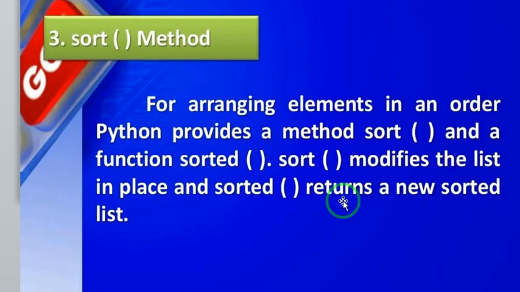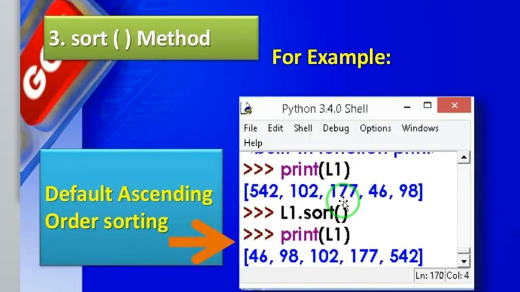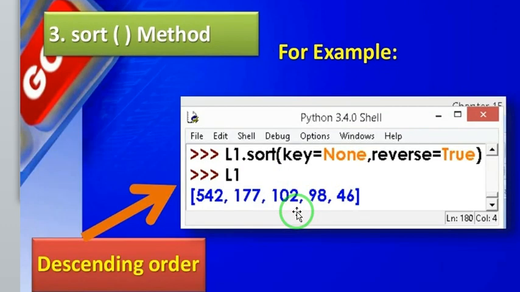Now, if you want to sort the elements in a given order, then we use the sort method. Sort modifies the list in place, and sorted returns a new sorted list. If we sort the list, by default it sorts in ascending order. And this is an important example, please remember this: if we want to sort the list in descending order, we just write reverse equal to True.